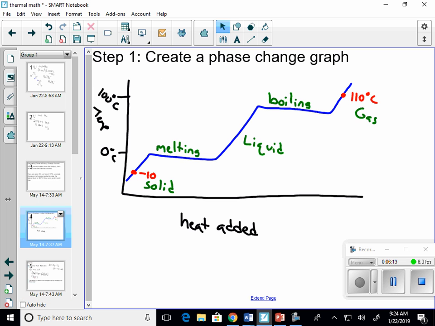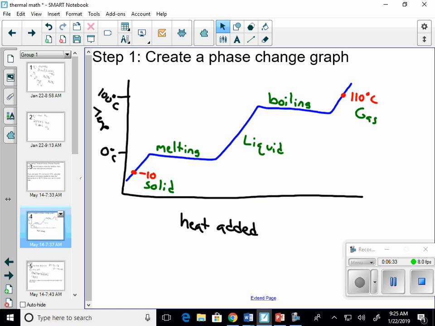What we just did was we calculated how much energy it takes to go from negative 10 degrees Celsius to 0 degrees Celsius. Why did I choose 0 degrees Celsius? Because that's the last temperature it can exist as a solid. That's my first step. That's my first straight line.